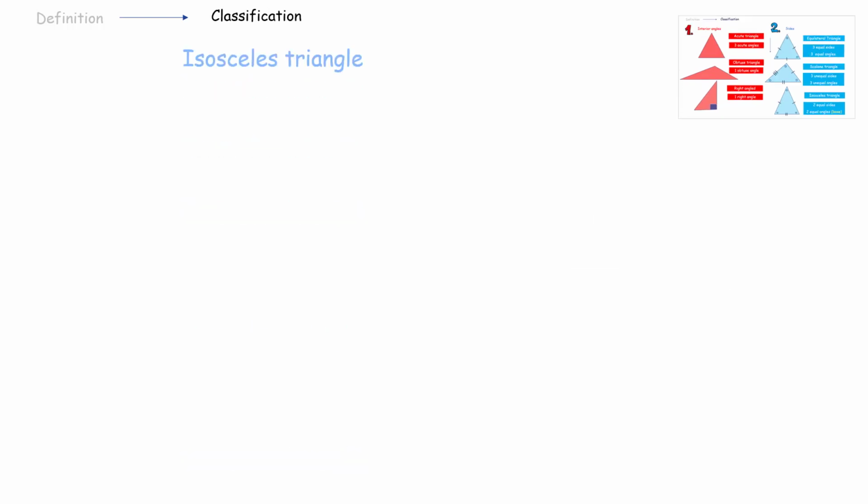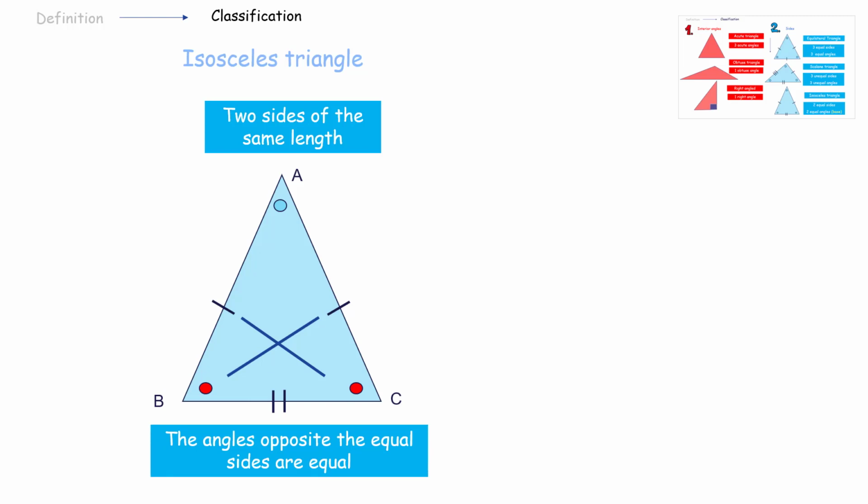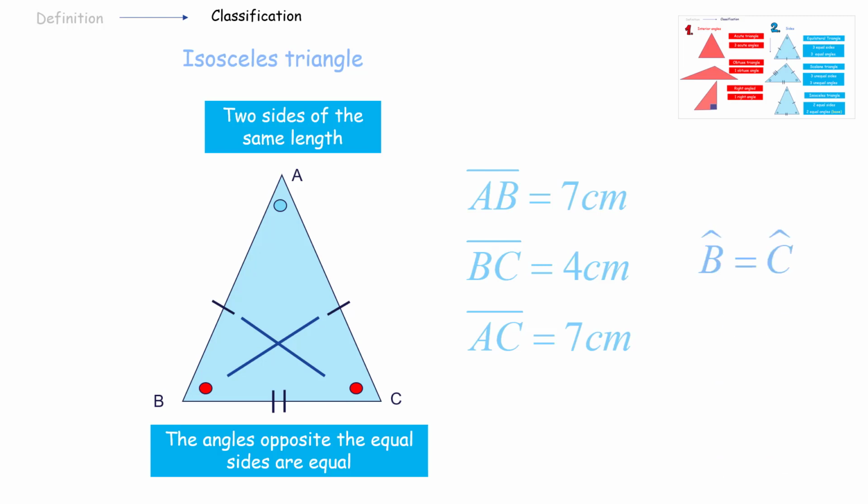An isosceles triangle. 2 sides of the same length. Now, if you want to get to know isosceles, say it fast. Isosceles, isosceles, isosceles. Note that the angles opposite those equal sides are always equal. So, for example, line segment AB is 7 centimeters, BC is 4 centimeters, and AC is 7 centimeters. This means that angle B is equal to angle C.